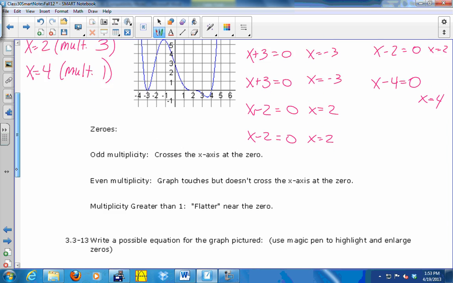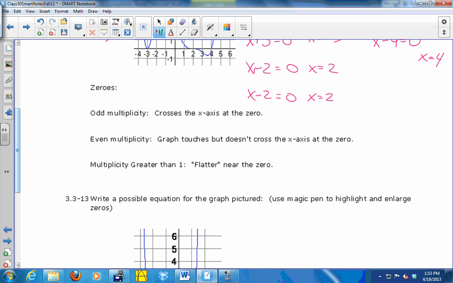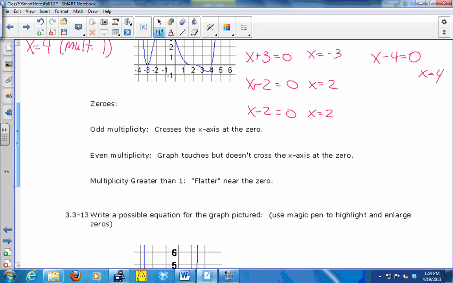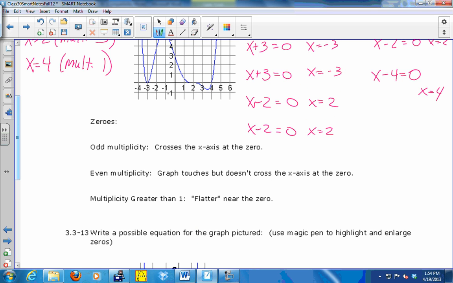So summary, any odd multiplicity will go through the axis. Even multiplicity will bounce off, right? It'll hit the axis and come back the other way. And if you have multiplicity greater than 1, it kind of stalls out on its way through, right?